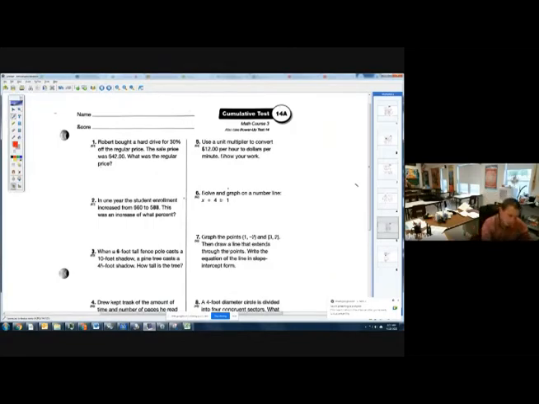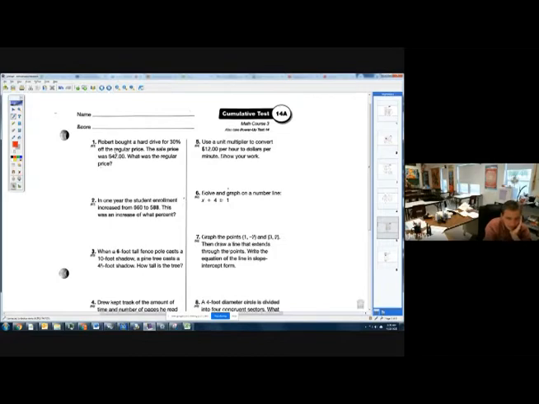Starting off with problem number 1, and again, please get yourself a piece of note paper, grab yourself some notes, help yourself any way you can here. Let's start with problem number 1. Robert bought a hard drive for 30% off the regular price. The sale price was blah, blah, blah, blah.